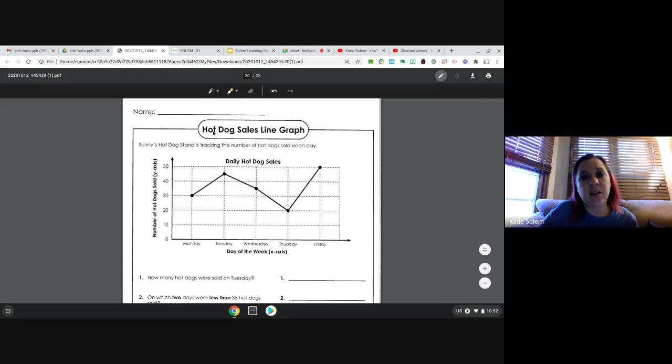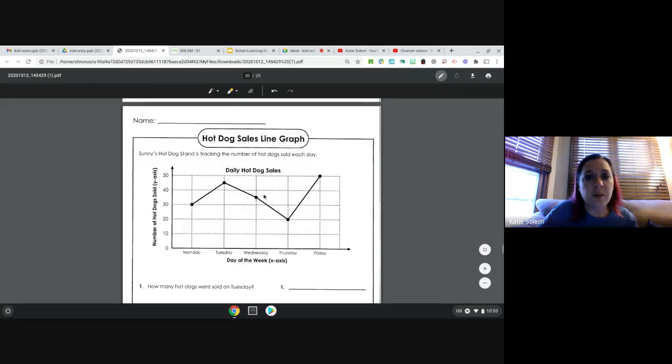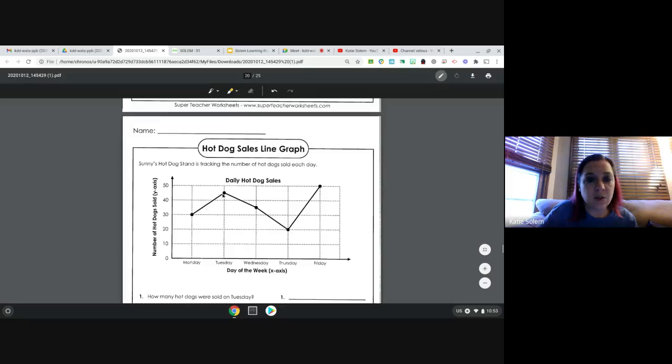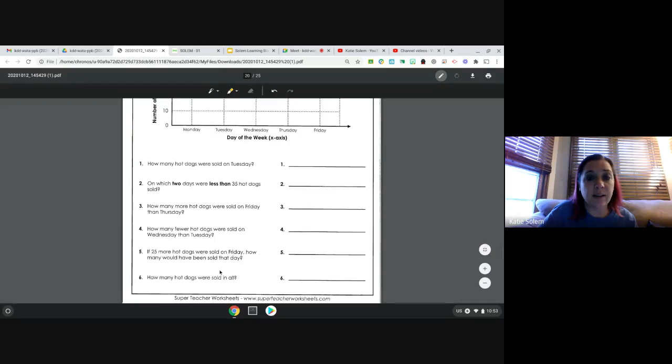In your packet, you have a line graph that says hot dog sales. It goes through Sunny's hot dog stand and it keeps track of the number of hot dogs they sold each day. Now, in a line graph, they put a dot where their data point is, and then they connect the dots to show how the line goes up and down. So for this one, you are going to be looking at how many hot dogs were sold each day and then answering questions about that line graph.